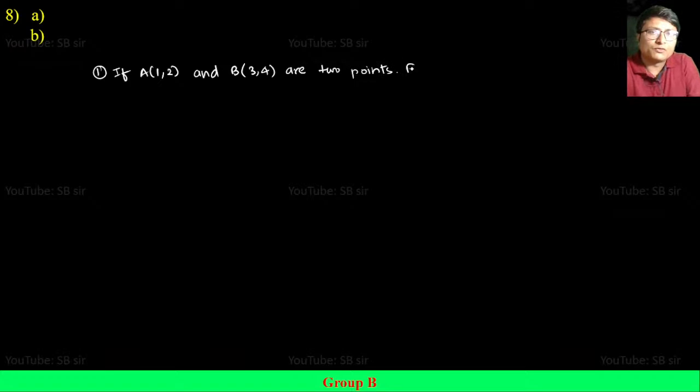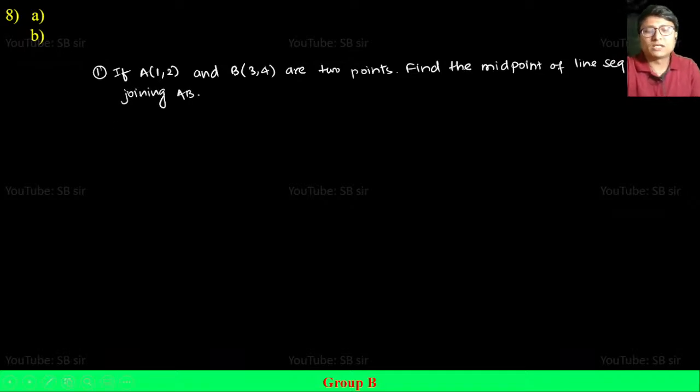Write one question. If A(1, 2) and B(3, 4) are any 2 points, find the midpoint of the line segment joining AB. What is the formula for finding the midpoint of the line segment joining AB? It is (x1 + x2)/2, (y1 + y2)/2.